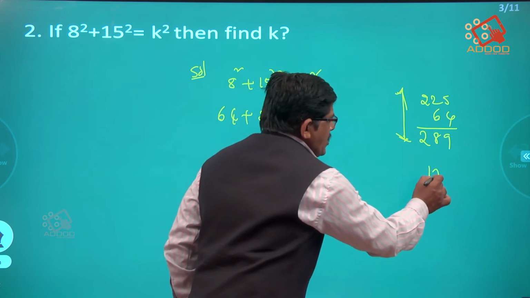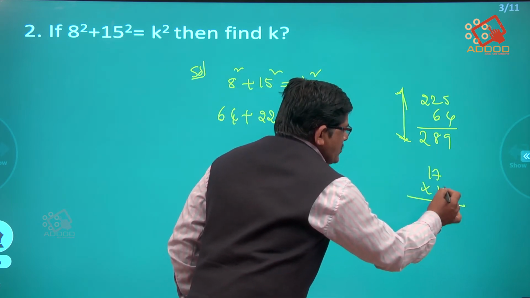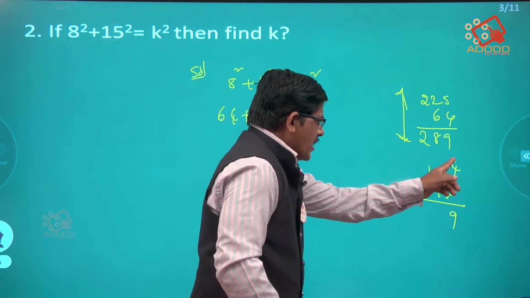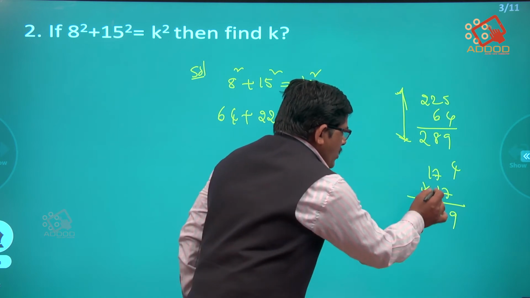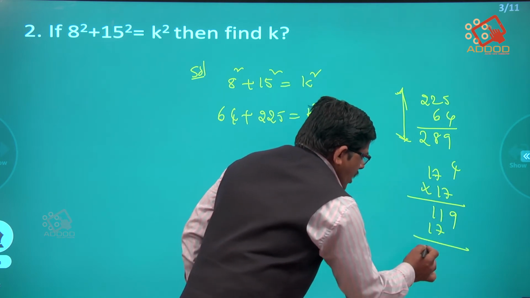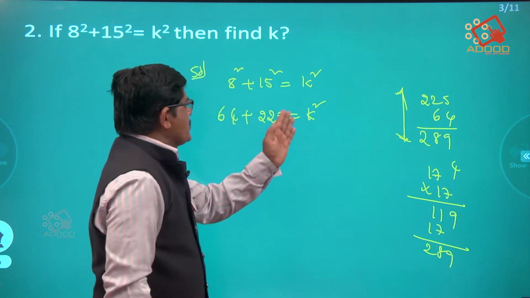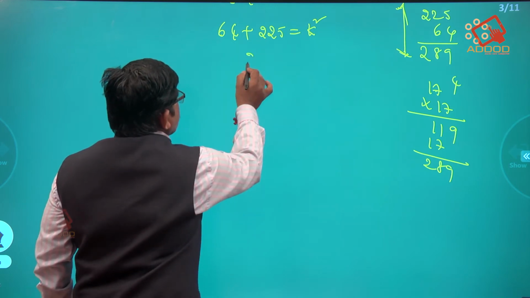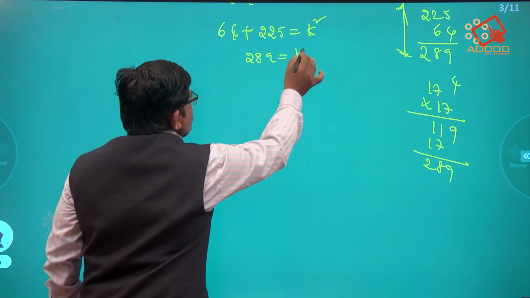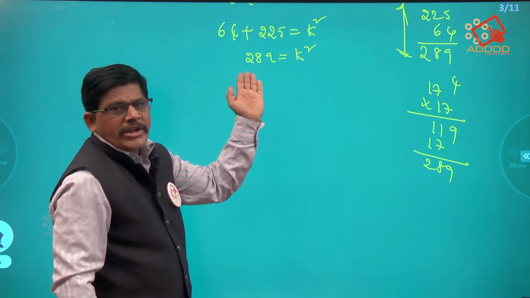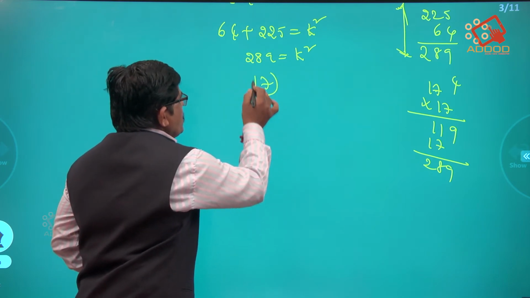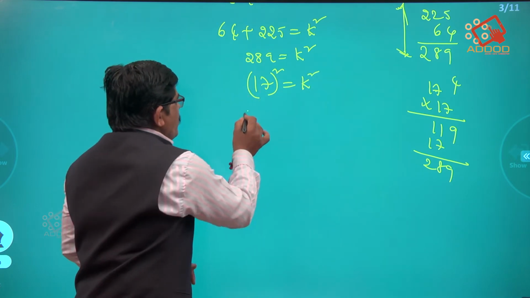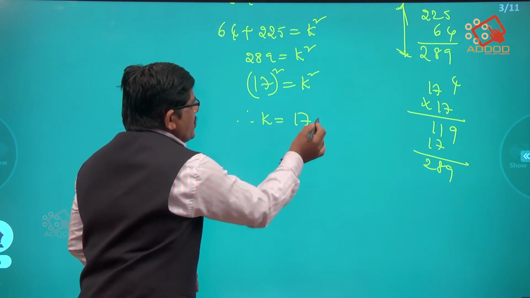How to find the square root of 289? 17 square, 17 into 17. Calculation: 7 sevens are 49, 7 ones are 7, 7 plus 4 is 11, carry 1. 17 ones are 17. Again, the value is 289, therefore 17 square. So 289 is equal to k square, so we write 17 square is equal to k square. Therefore, remove the squares on both sides. Therefore, the k value is equal to 17.